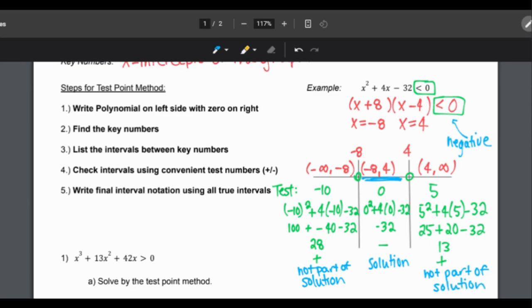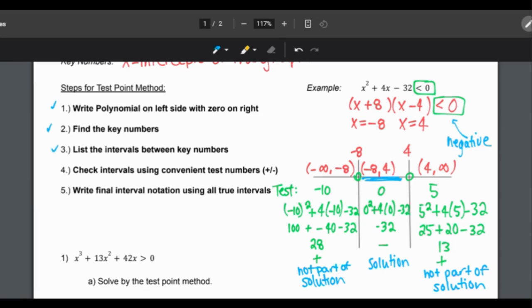All right, so I need to go through and finalize my solution, right? So I already made sure everything had the zeros on the right side and everything else was on the left. I found my key numbers. Those were negative 8 and 4. I listed the intervals in between the key numbers.